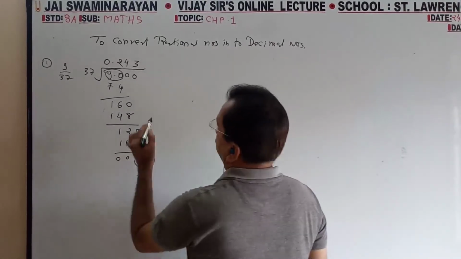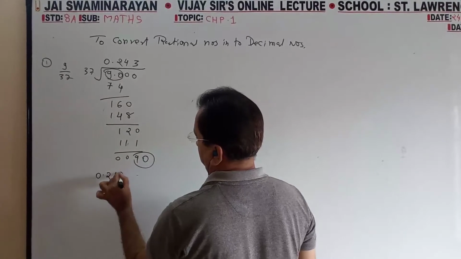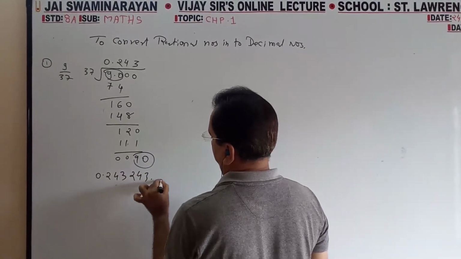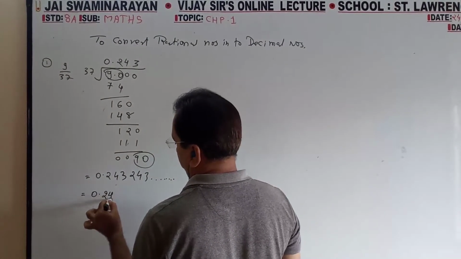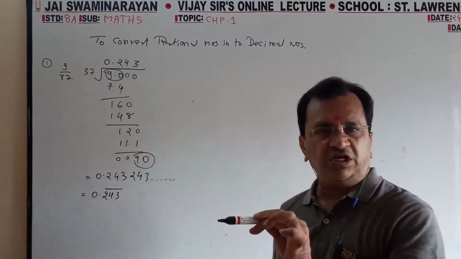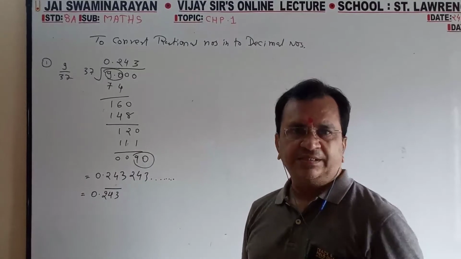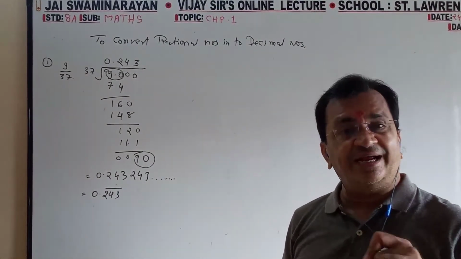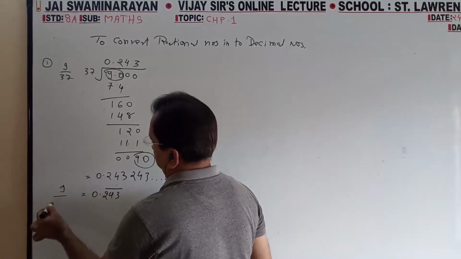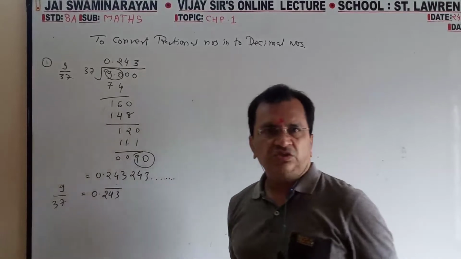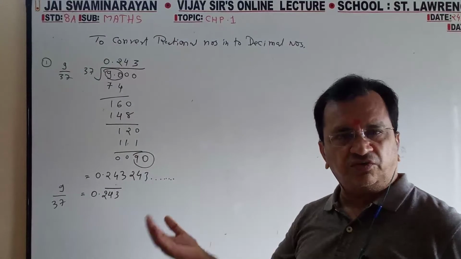So this will be continuous: 0.243, again 243, again 243. So 0.243 is repeating, no? So 243 you have to show not with an underline but an upper line. Okay. So now the actual answer of this is 243, 243, 243. Again and again it will come.